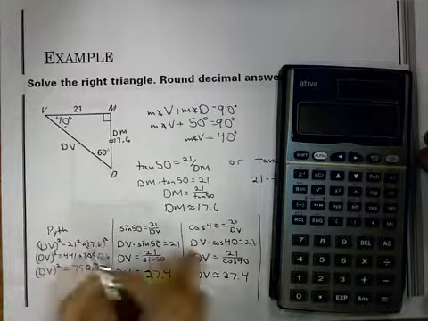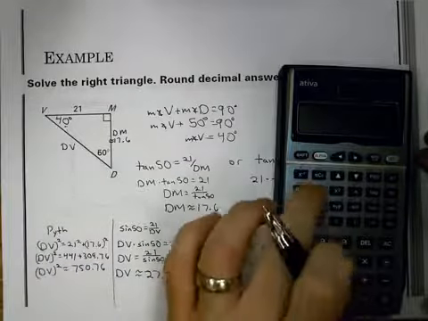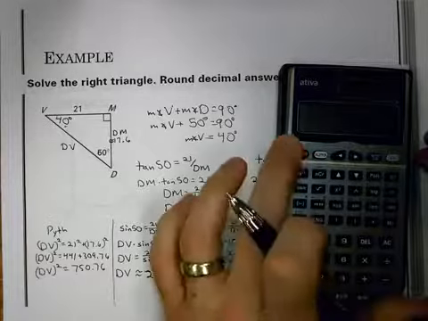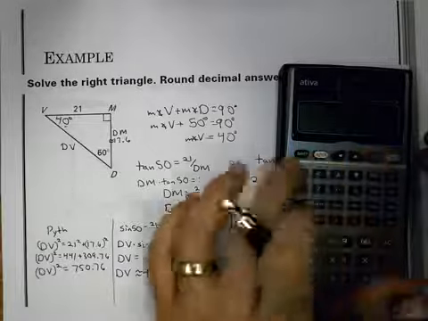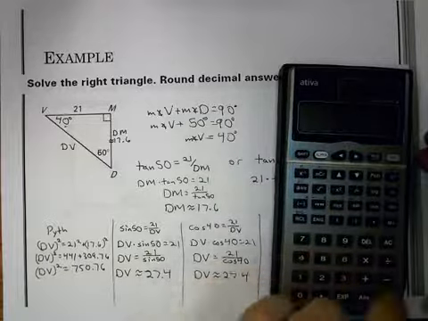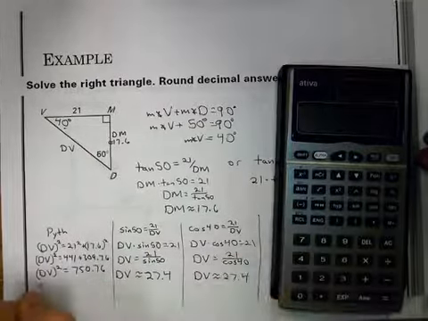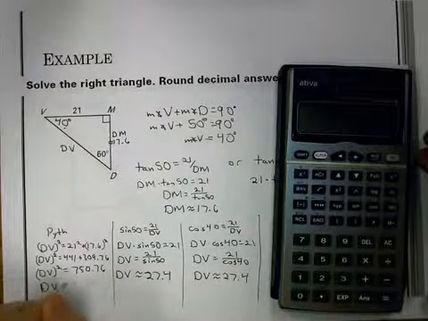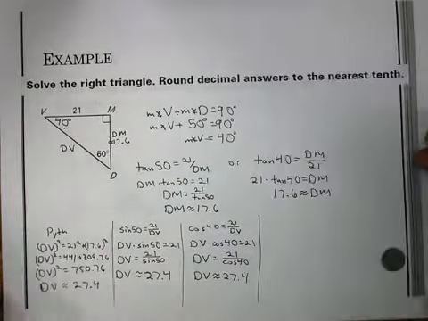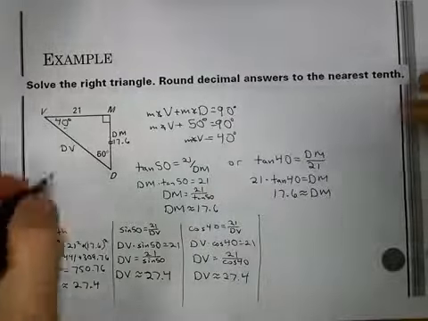And then take the square root. So we're going to take the square root of 750.76, which comes out to be about 27.4. So we can see dv is going to be 27.4.